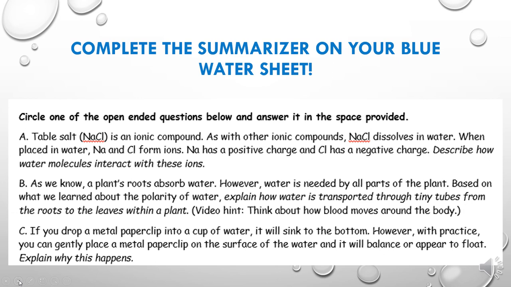Letter B, a plant's roots absorb water. Water is needed by all parts of the plant. Based on what we learned about polarity, explain how water is transported through tiny tubes from the roots to the leaves. So how does water go against gravity and get to the leaves of the plant? And then finally, letter C, if you drop a metal paper clip into a cup of water, it'll sink to the bottom. However, with practice, you can gently place a metal paper clip on the surface of the water, and it will balance or appear to float. Why does it float? Think about your water strider here. The little insect that is able to walk on water.